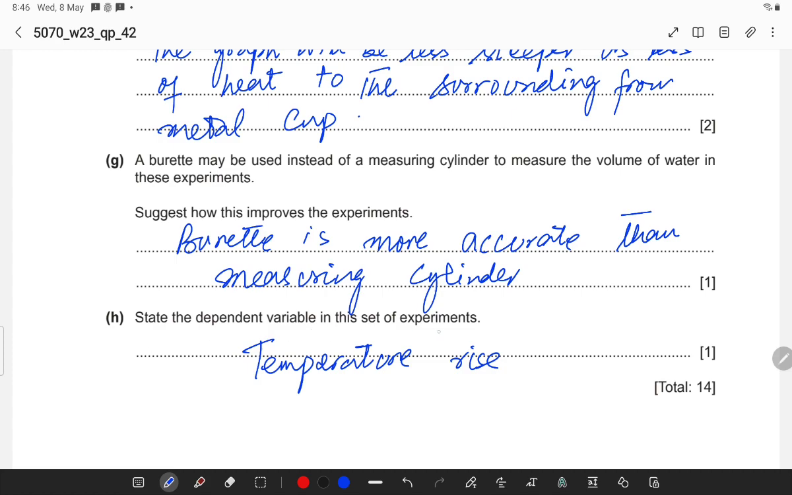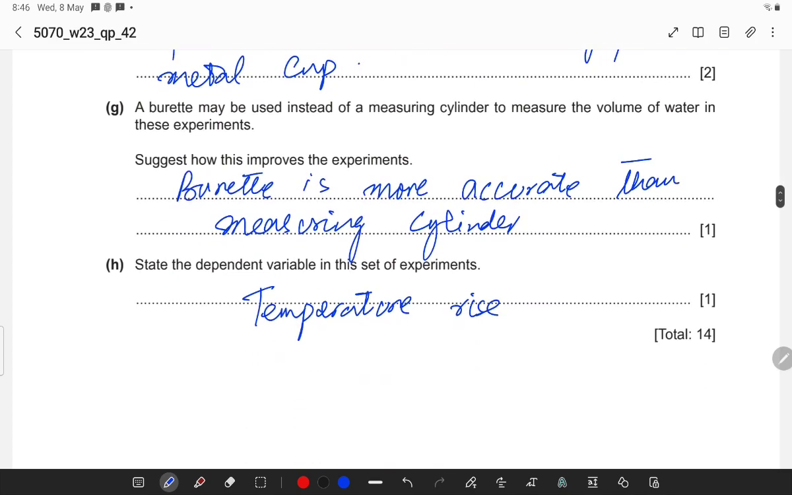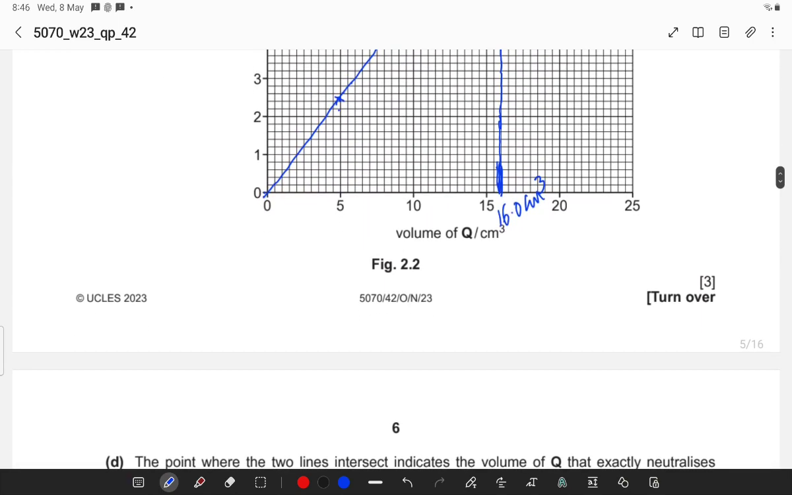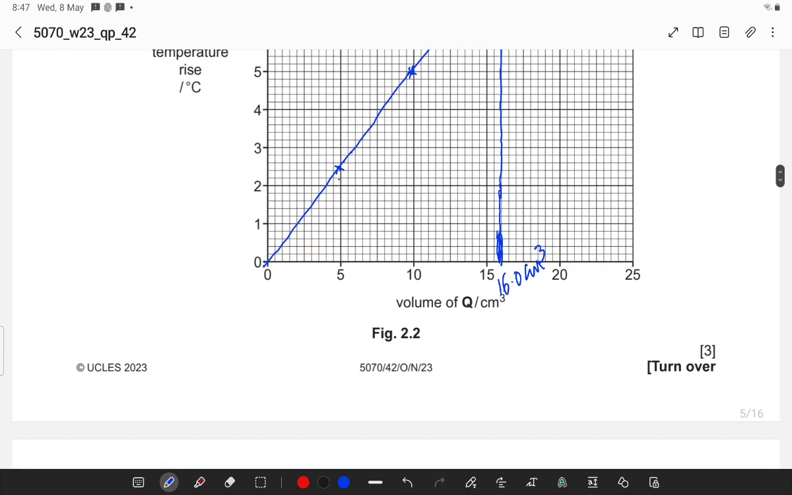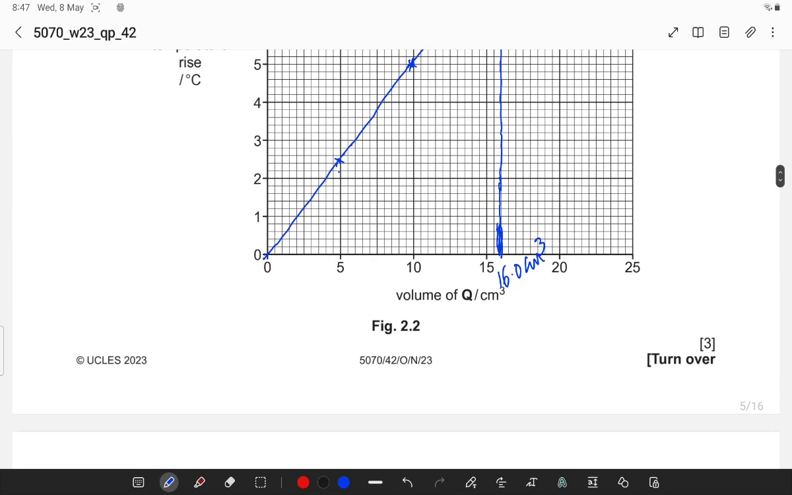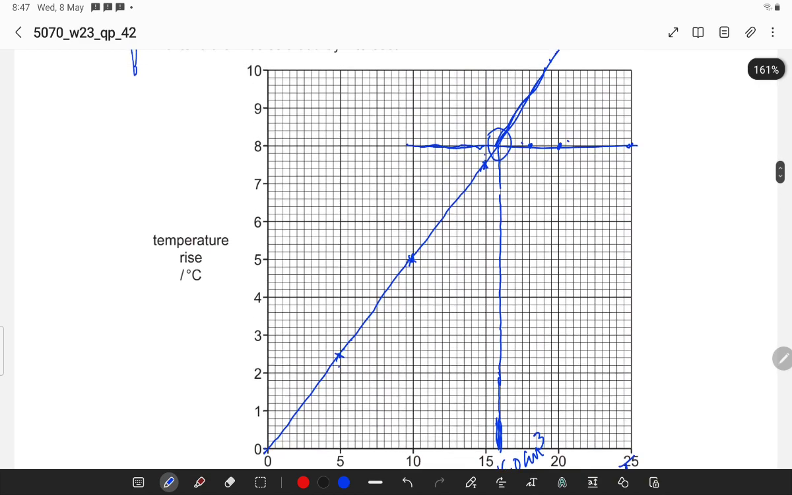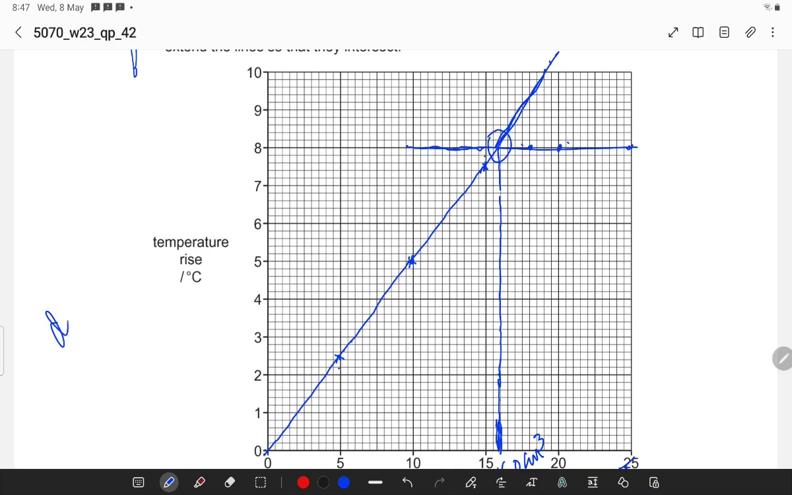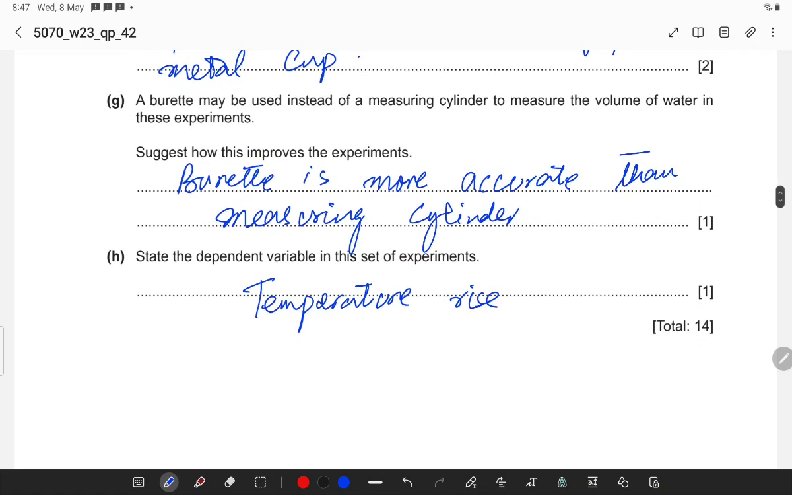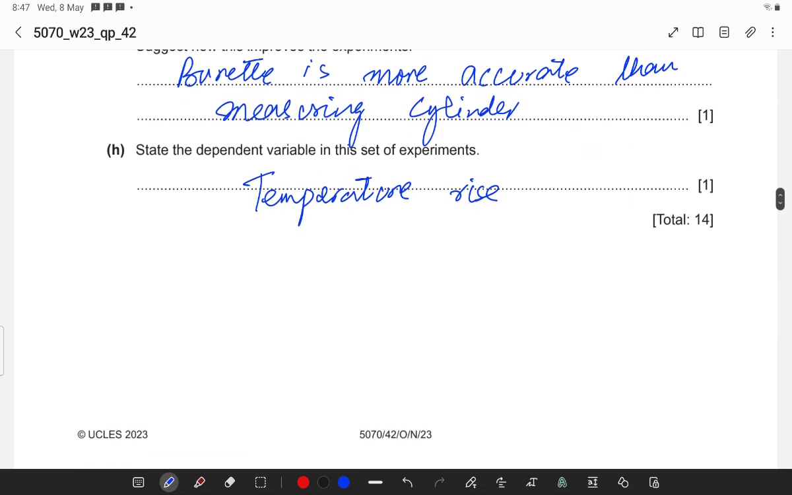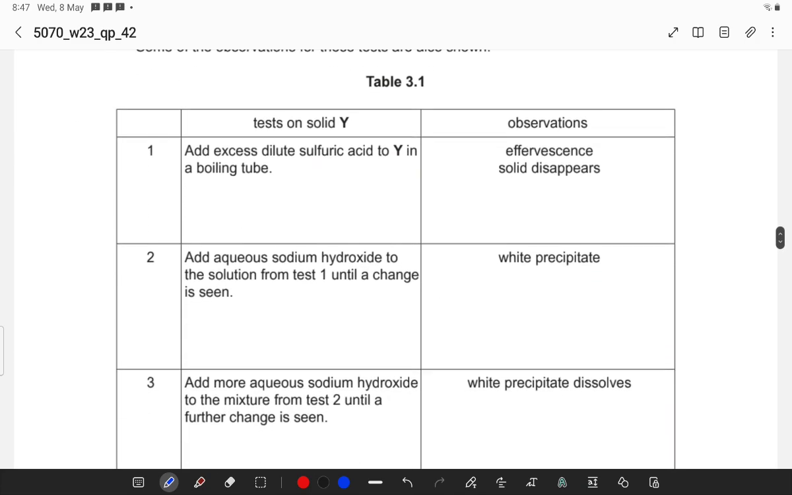Now state the dependent variable in this experiment. So temperature rise is the dependent variable because it is on the y-axis, and on the y-axis the dependent variable is always there. On the y-axis is the dependent variable, and on the x-axis is the independent variable. Please keep it in mind that on the x-axis the variable is independent, and on the y-axis it is always the dependent variable. So that's why the dependent variable in this set of experiments is temperature rise.